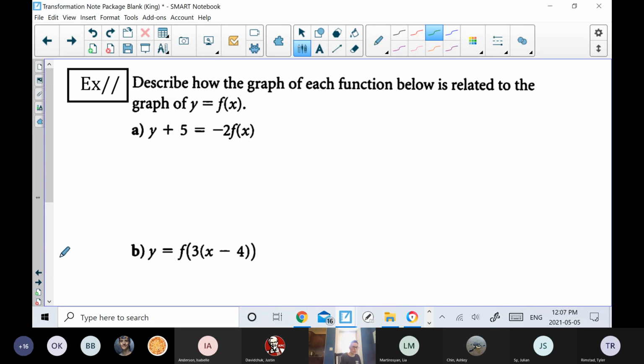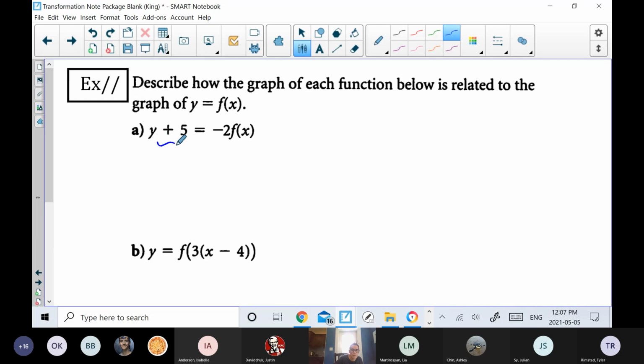Okay, so let's look at this. It says describe how the graph of each function below is related to the graph of y equals f of x. The first thing you have to be able to do is, we had 4 parameters: h, k, a, and b. You have to be able to look at this and take out what each parameter is.